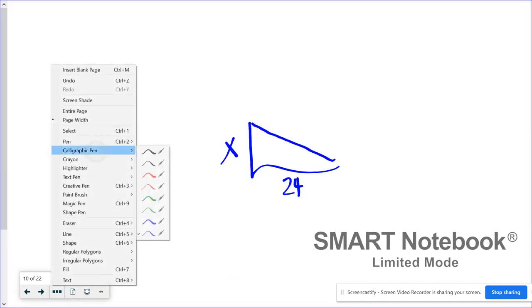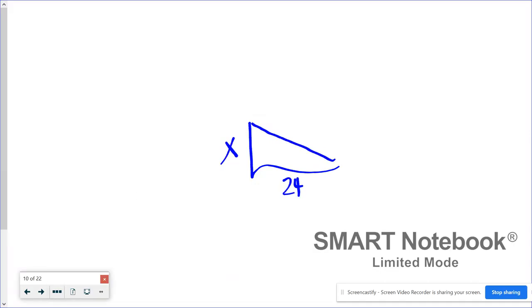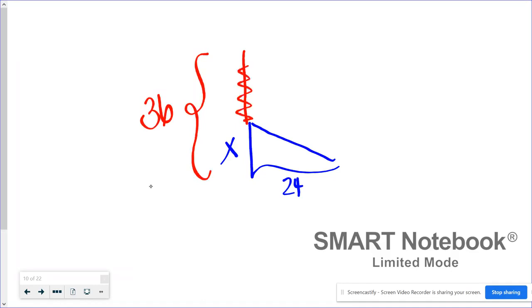But it was once 36 meters tall. So this whole part here was 36. And then this is the part of the tree that fell and became the hypotenuse. So it's whatever remains of the 36 after you deduct x. So hypothetically, if this were 10, then the hypotenuse would be 36 minus 10, so it'd be 26.